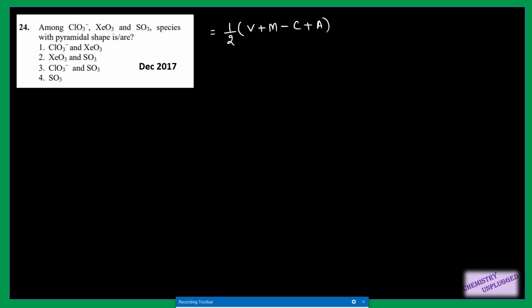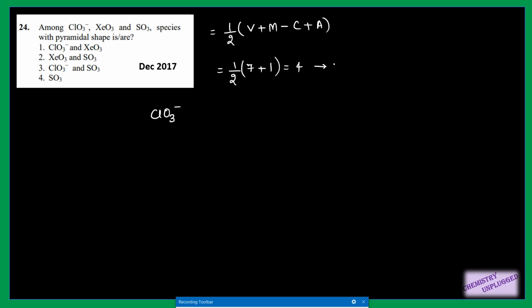So this is a very simple example, I want to start with simple ones and then we will move to little bit more difficult examples. So first is ClO3 minus, right? The central atom is chlorine and it has 7 electrons. We don't have any monovalent atom present in this molecule, so it will remain 0. Plus the anionic charge is 1, so it will become 7 plus 1 divided by 2, which is 4.